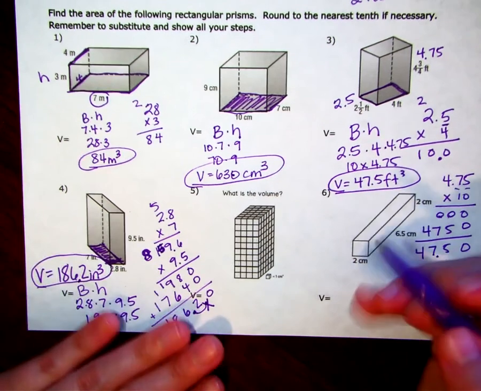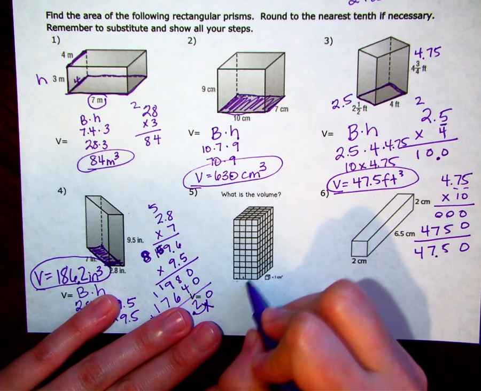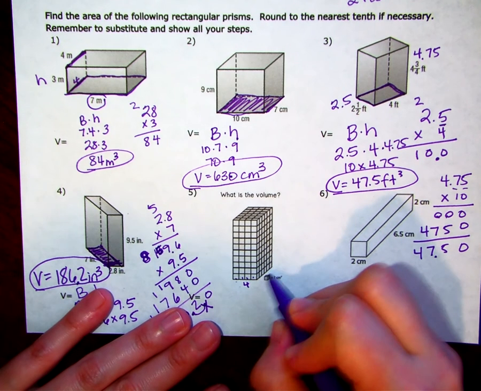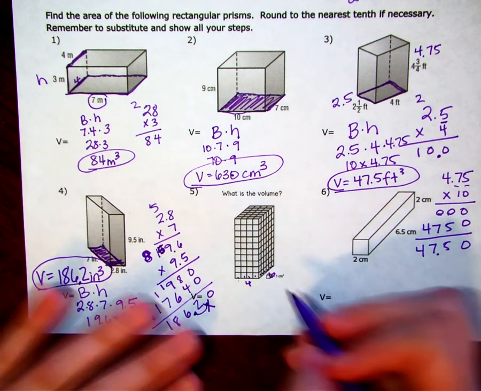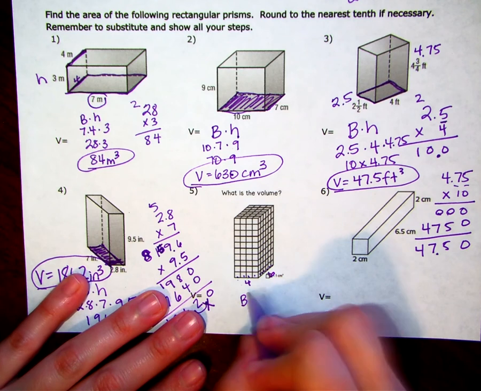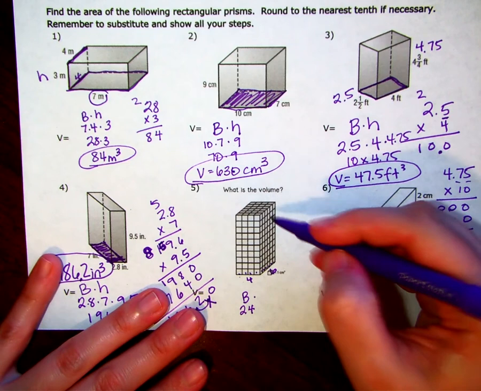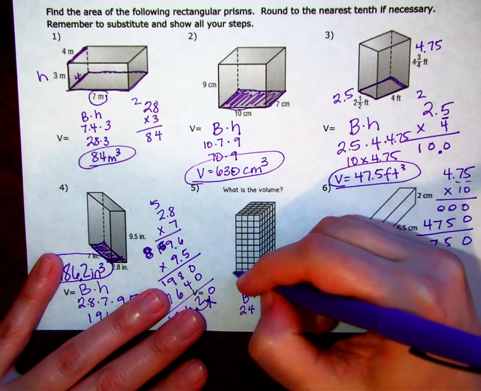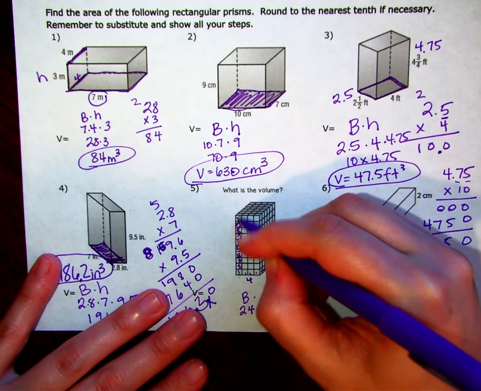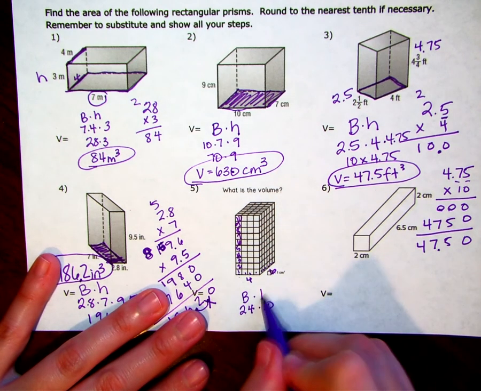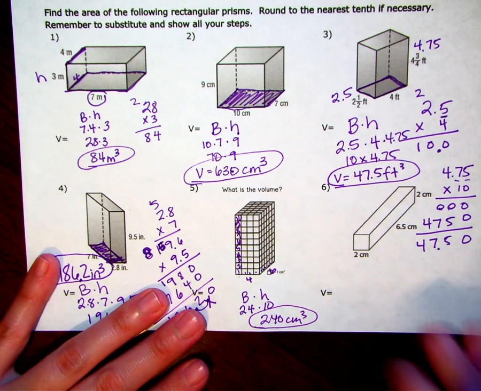Alright, so on number 5, you count the cubes on the bottom for your area of your base. You've got 1, 2, 3, 4 here. And then on the side, there's 1, 2, 3, 4, 5, 6. So big B, the area of the base, would be 4 times 6. What's 4 times 6? 24. And then your height, you count how many squares tall this figure is. So we've got 1, 2, 3, 4, 5, 6, 7, 8, 9, 10. So 24 times 10, 240 centimeters cubed for your volume.